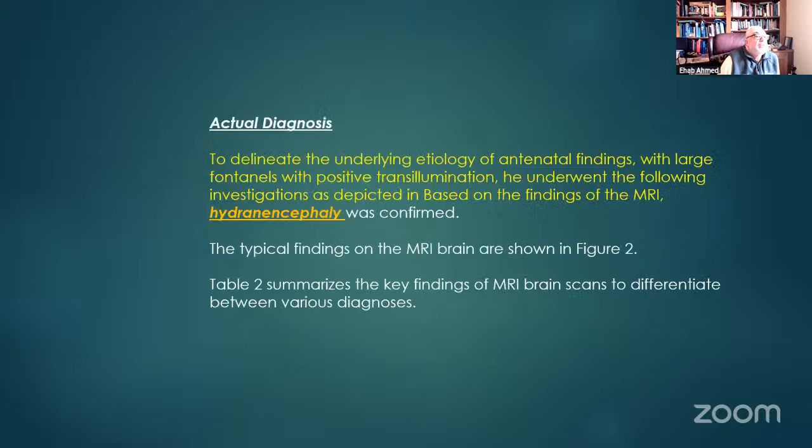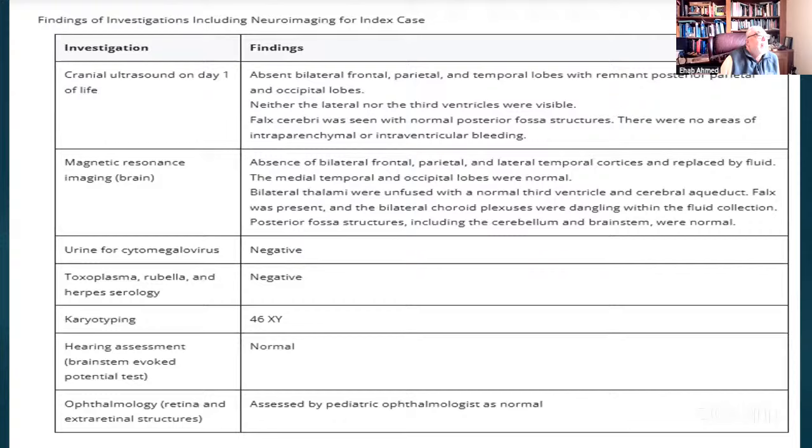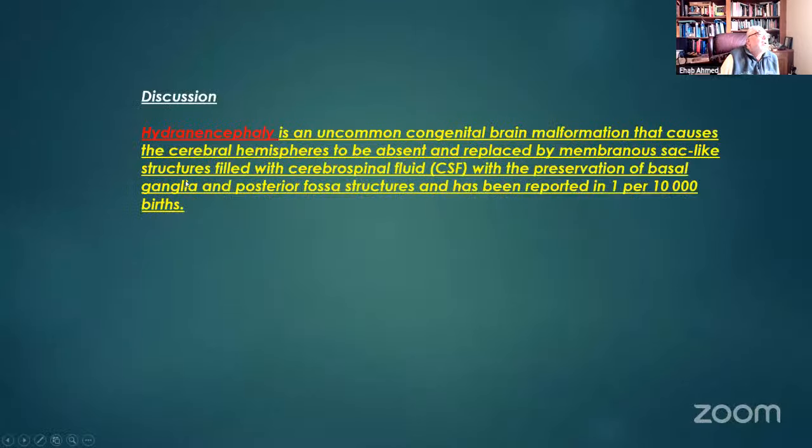So, okay, hydranencephaly is an uncommon congenital brain malformation. It causes cerebral hemispheres to be absent and replaced by a membranous sac-like structure filled with CSF, with the preservation of basal ganglia. That's why with this baby, and brainstem and other structures, this baby was doing very well at birth. This baby did not have any respiratory distress at all. Apgars were 8 and 8, but actually has no brain.